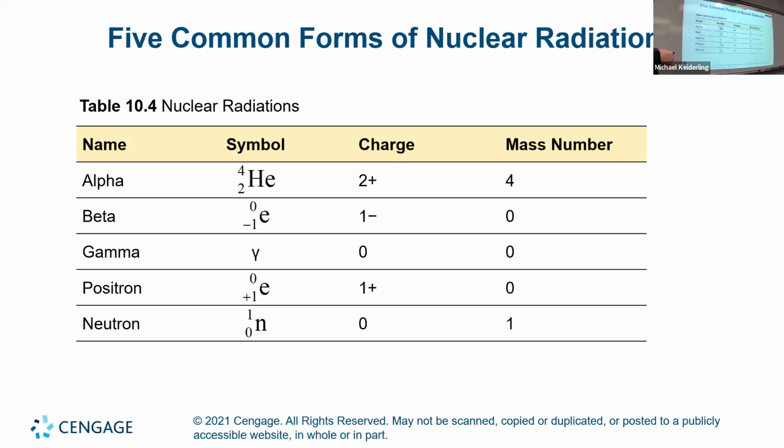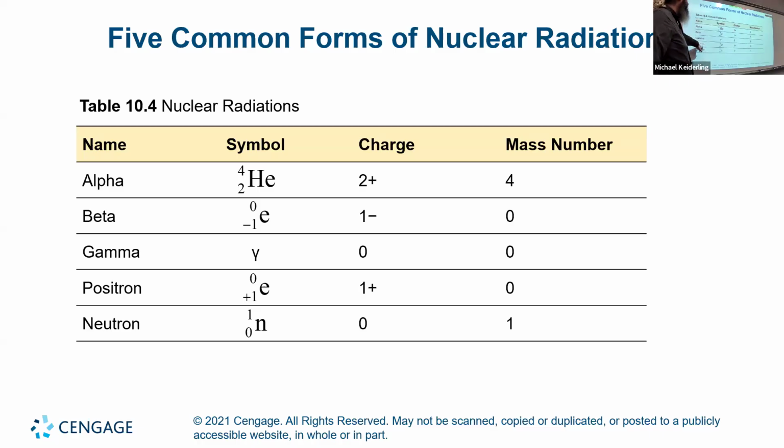So here are the nuclear radiations. There's alpha particle, which is a helium nucleus. It has a charge of +2 and a mass number of 4. Beta particle has a charge of -1 and a mass number of 0. Gamma ray, charge is 0, mass number is 0. There's a positron, which has a charge of +1 and a mass number of 0. And a neutron, which has a charge of 0 and a mass number of 1.